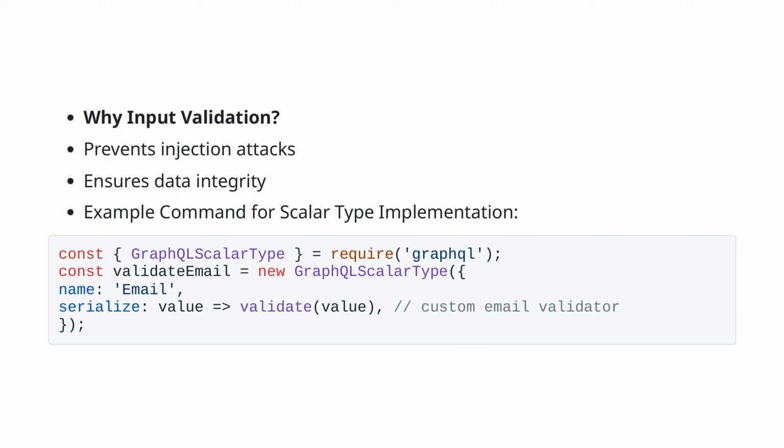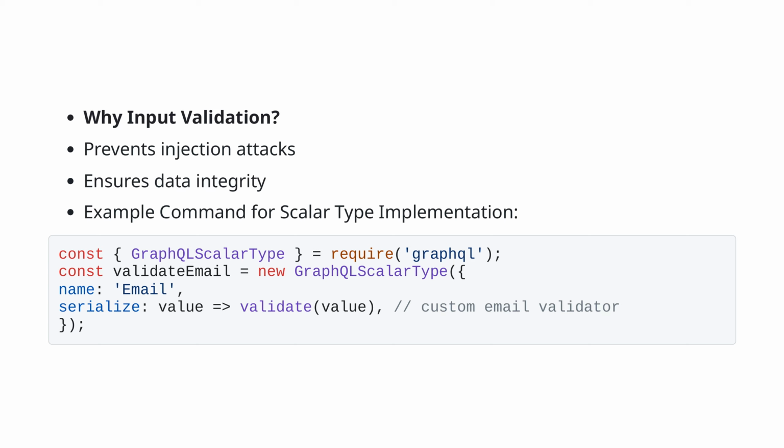Input validation in GraphQL is crucial because it helps prevent injection attacks and ensures data integrity. By validating inputs, we can safeguard our APIs from potentially malicious data that could compromise our systems. To implement input validation effectively, consider using strategies such as the allow list approach and employing GraphQL-specific data types. Additionally, custom validators can be implemented to enforce strict validation rules. For example, you can create a custom scalar type to validate inputs such as email addresses. Here's a command showcasing how to implement this for an email type.